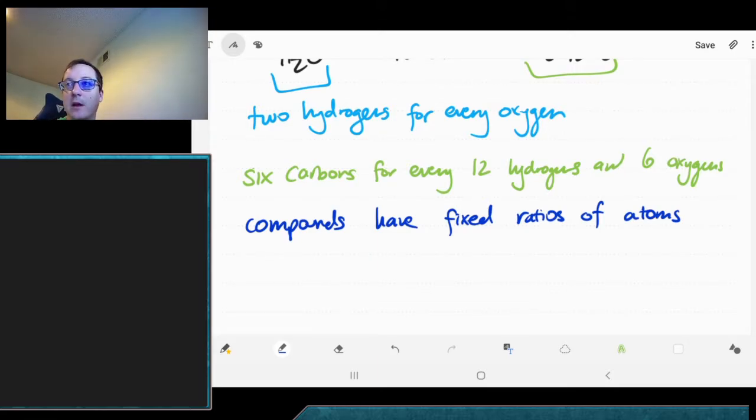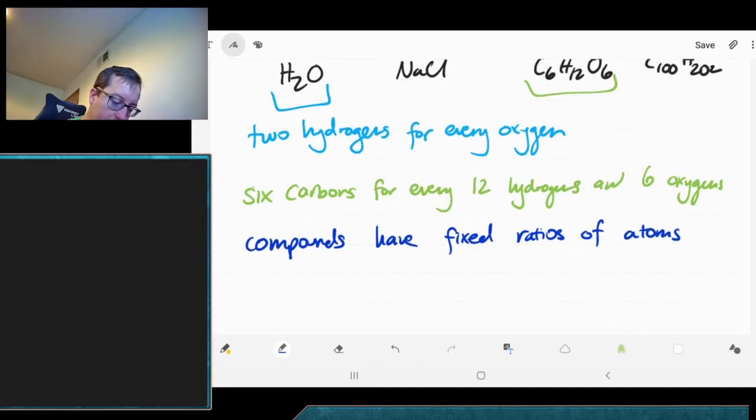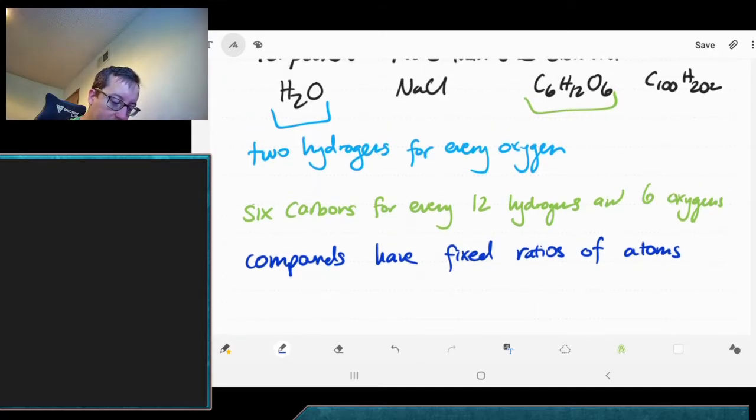We can say, well, no, we can't, not yet. We don't know enough yet. We're going to learn a way to determine the formula of a compound based on ratios of atoms later on, once we talk about the next step, which is quantifying our atoms and compounds.